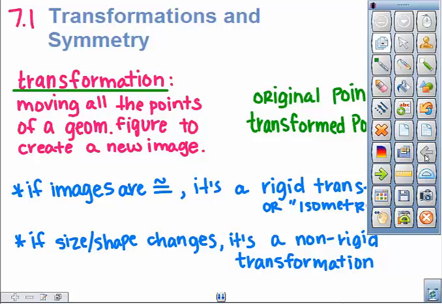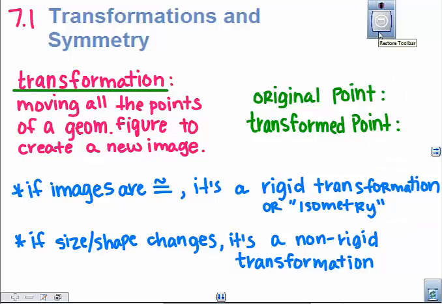Right, we're talking about transformations. This is chapter 7, section 1. The first thing you need to know is what a transformation is. And we did some practice of different types of these in class. But now in your notes, you need to get some of these definitions and examples written down.